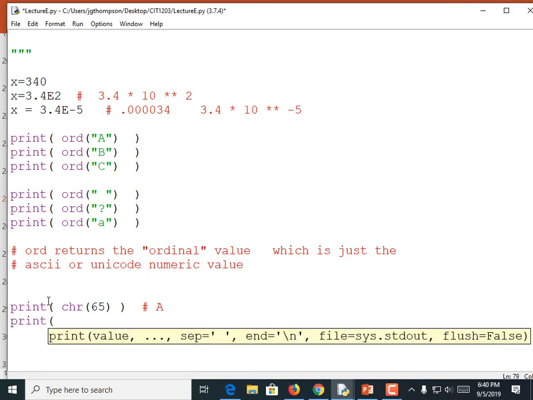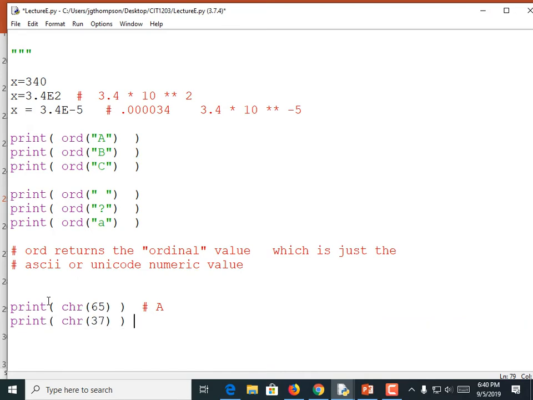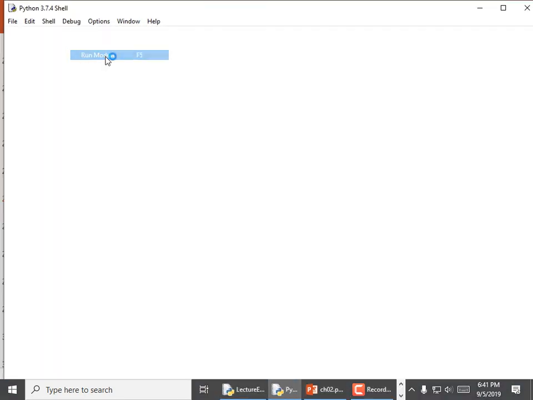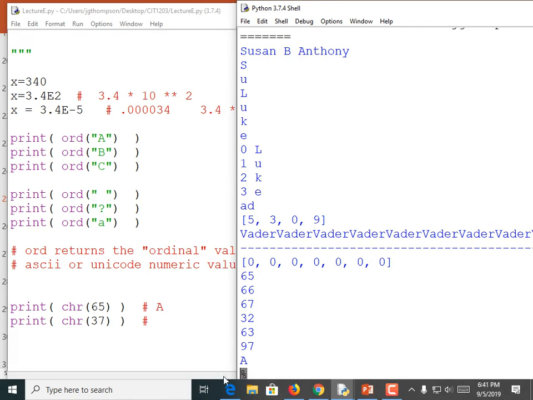Print, parentheses, CHR, parentheses, 37. I made that number totally up off the top. I don't know in advance what it's going to print, although I have a hunch it may be a 30, it may be a 6. Let's find out. And I just add the extra spaces to make it easy to read. You do not have to put them. Oh, it was a percent. So 37 is a percent. If I went to ASCII-table.com, I would in fact find out that a 37 is a percent.